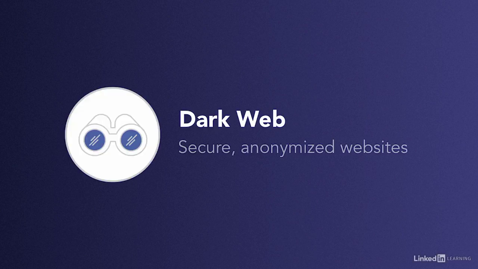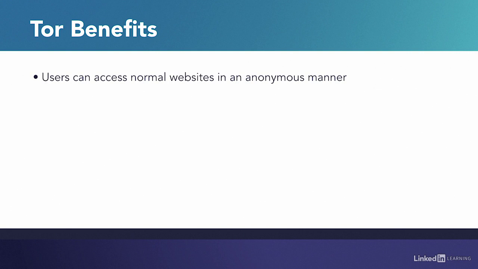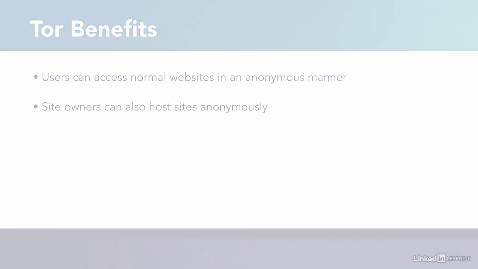The dark web is a collection of websites that operate in a shadowy corner of the internet where they can be accessed using secure, anonymized connections. This network of connections is called the Tor network. There are two major benefits to using Tor. First, users can access normal websites in a completely anonymous fashion. And second, website owners can build hidden sites that they can host anonymously.